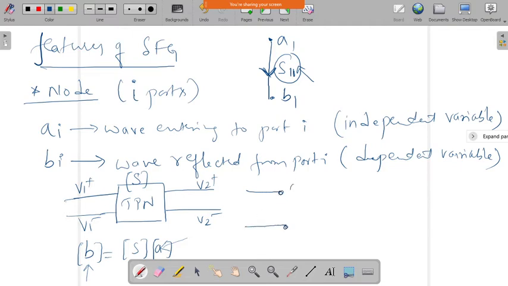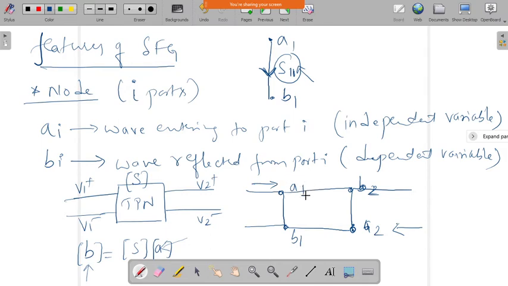So we have A1 and B1, and similarly we have A2 and B2. So that is B2 and A2. So entering here, the port entering the wave here. Okay, and similarly here. So now we can represent a two-port network in terms of the S parameters we can see here.